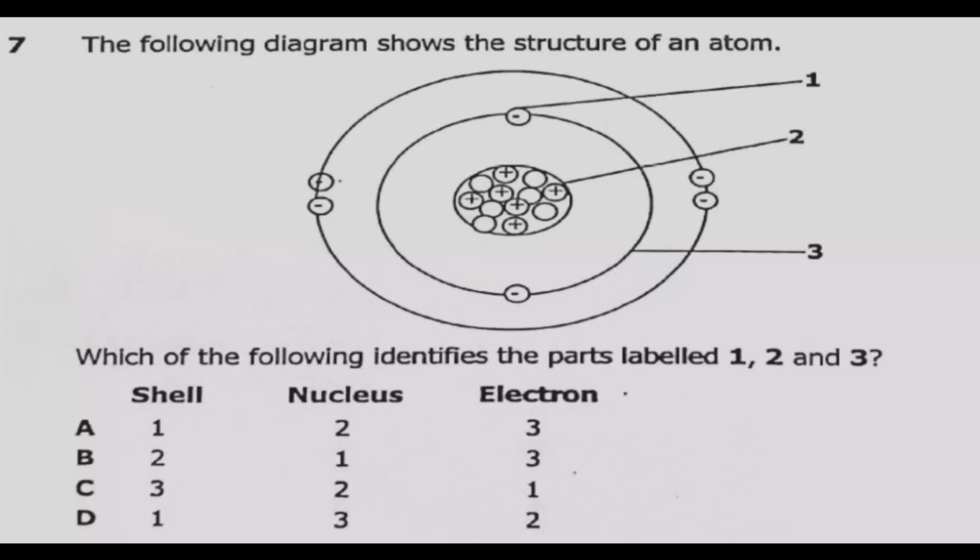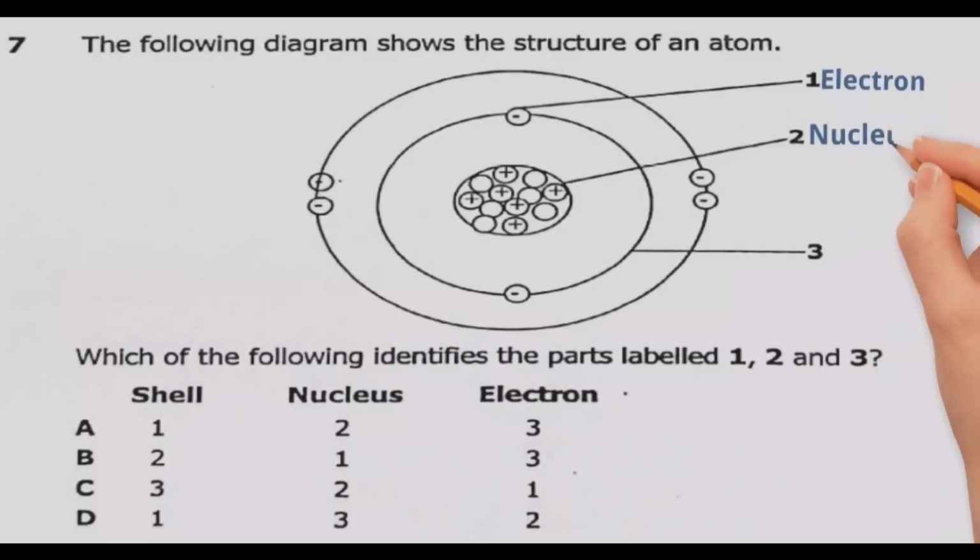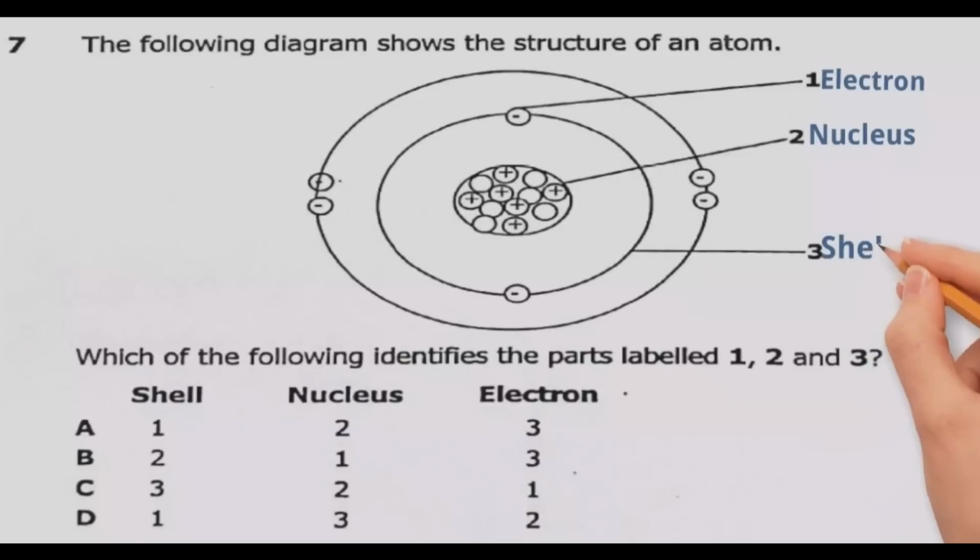Question 7 is as follows. The following diagram shows the structure of an atom. So this is an atom. Before we do anything, let's name these parts that are labeled by numbers. So 1, that is electron. 2, that is nucleus. 3, that is shell.